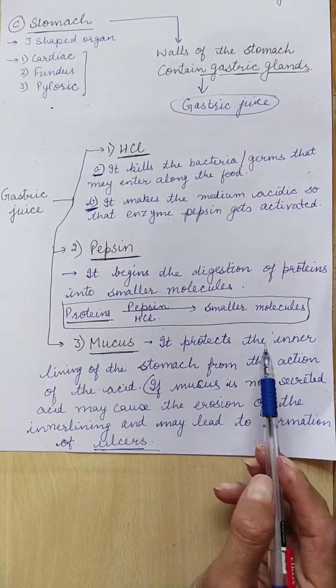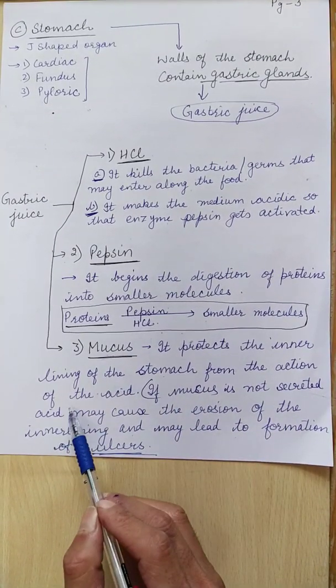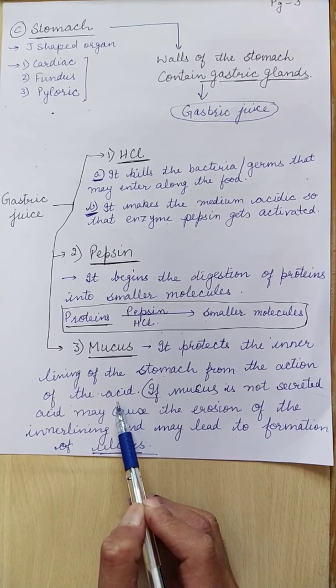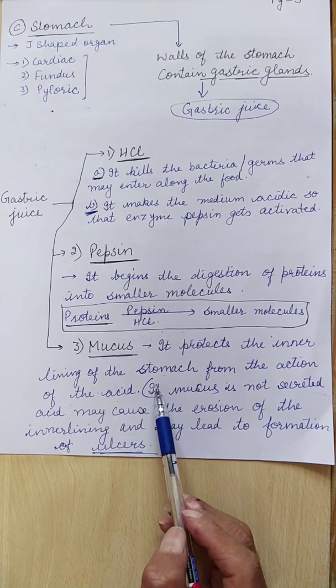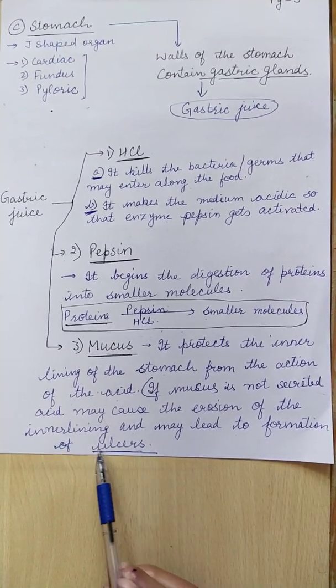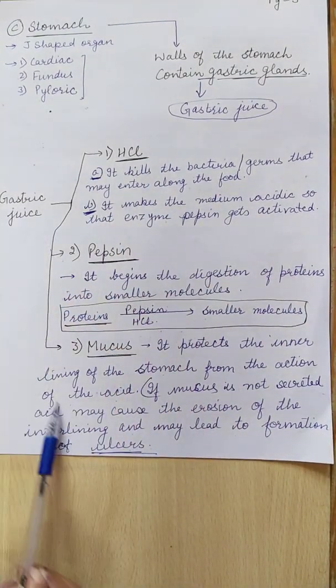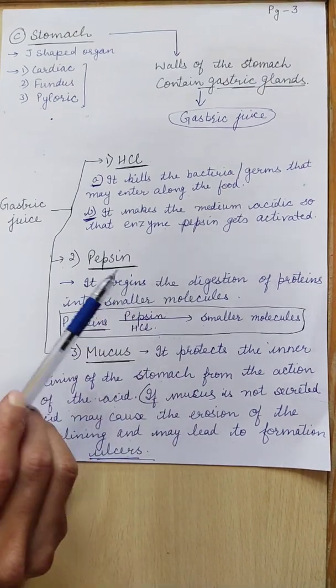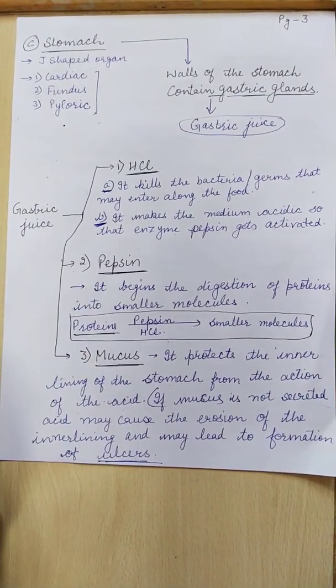Then comes the mucus. Mucus protects the inner lining of the stomach from the action of the acid. अगर mucus ना हो तो the acid will strike the walls of the stomach and it may lead to the formation of ulcers in the stomach. So this is what happens inside the stomach. In the stomach, the digestion of protein has begun.